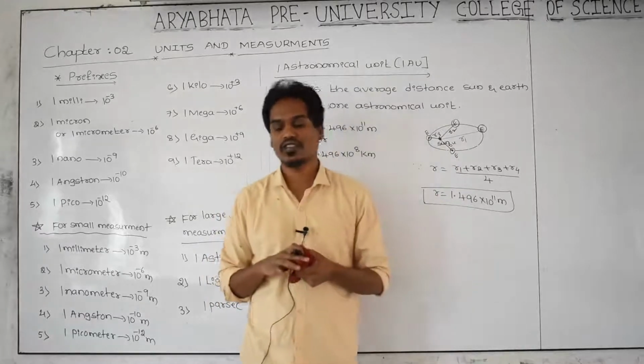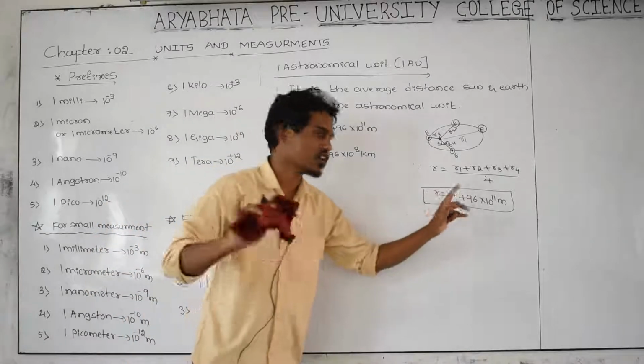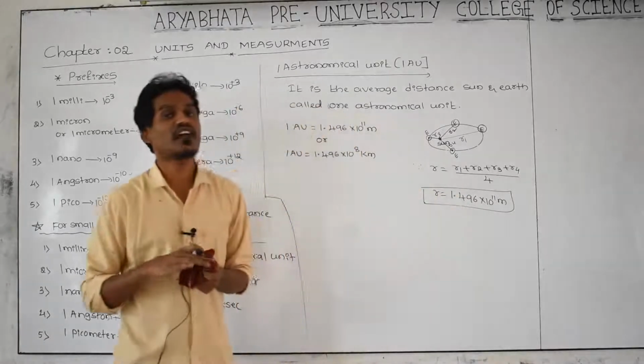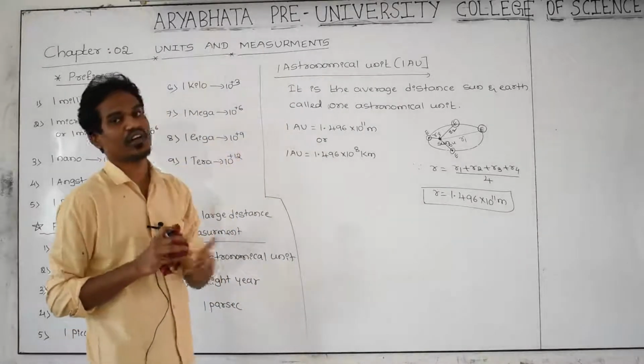That average value is indicating the average distance between Sun and Earth. That distance we are going to call as 1 astronomical unit.